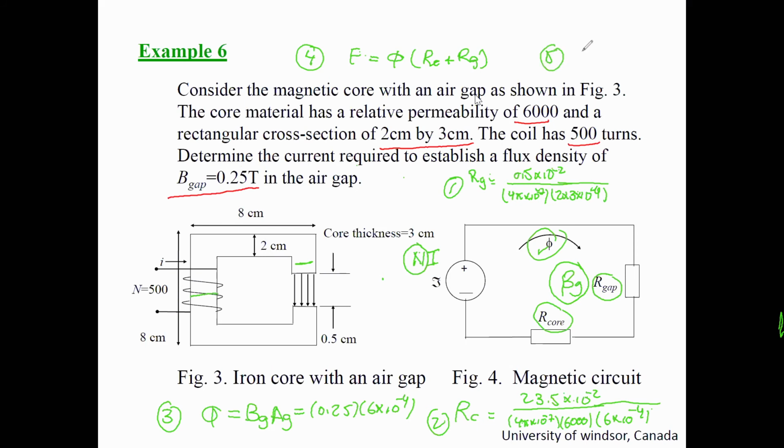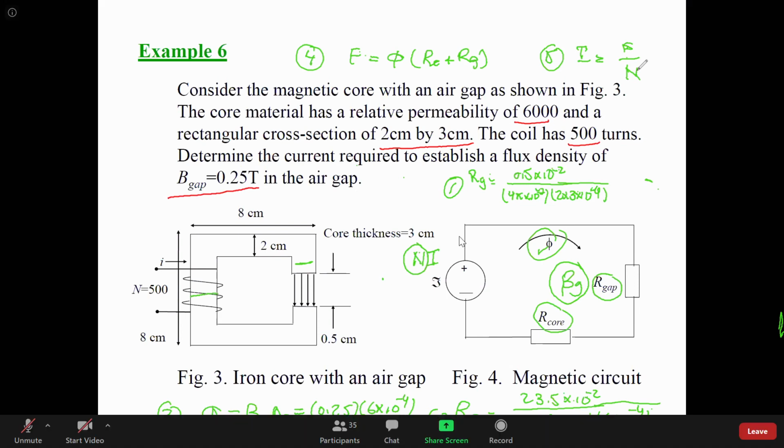5, I will be F divided by N. Okay? Of course, you can do 5 and 4 together, but just for the sake of explanation, I am putting it as an extra step. Any question regarding this? No, it's clear. Okay.